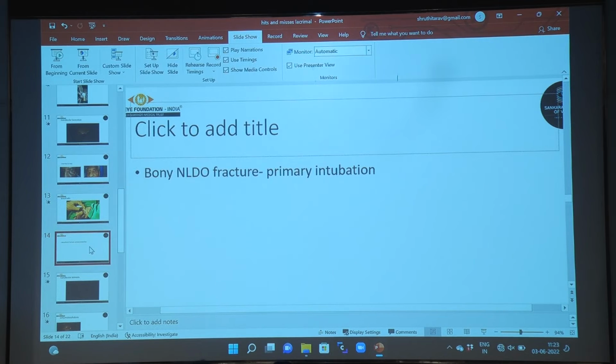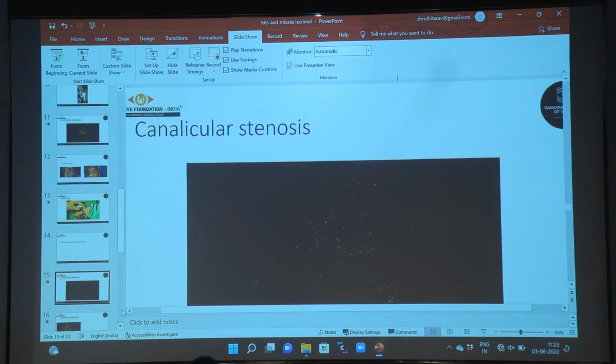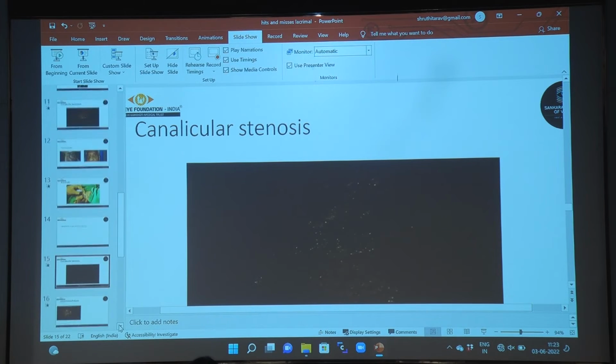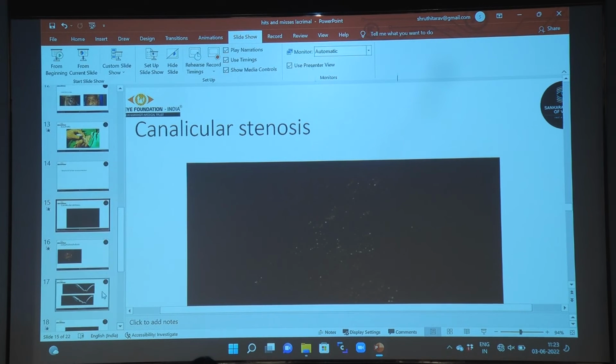So what we learnt in this is, when you're imaging a patient after the trauma, and if there is a bony nasolacrimal duct fracture, it would probably be a good idea to do a primary intubation itself. So in the interest of time, I would skip this one.